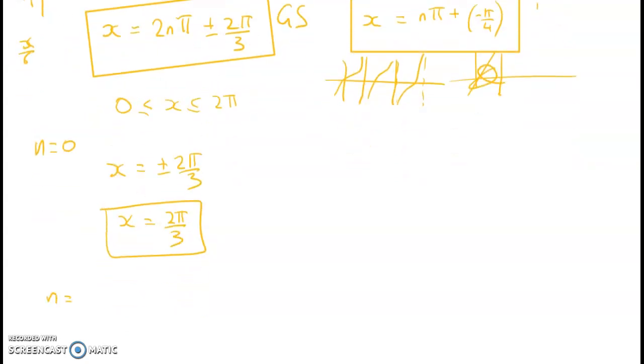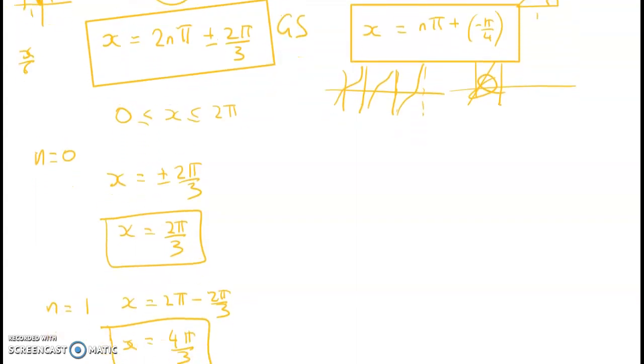Then when n equals 1, x is equal to 2 pi minus 2 pi on 3. So 6 pi on 3 minus 2 pi on 3 gives me my 4 pi on 3. So those are 2 of my intersection points. And then the other 2 are going to come from in here, where we get x is equal to pi minus pi on 4, which is 3 pi on 4. And then the second value with n equals 2 is x is equal to 7 pi on 4.